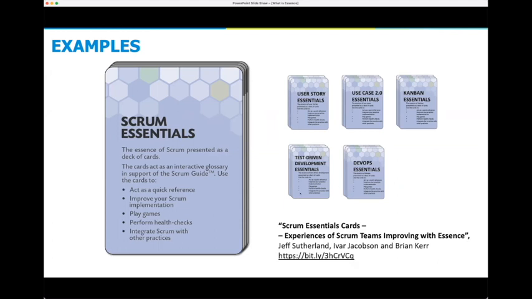Scrum, SAFe, and the other examples on the screen are all already created in, I guess you could say, the Essence library. And people like Jeff Sutherland have really loved Essence and are completely on board with it, and he uses it in his trainings when he's teaching Scrum. So we're getting some really excellent support from the aforementioned method gurus, because they can really see the value of Essence.